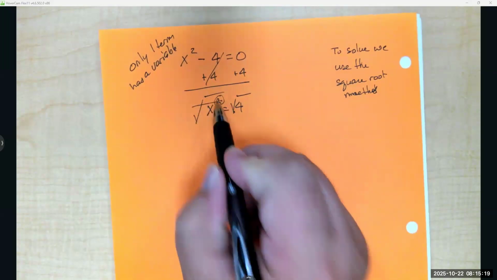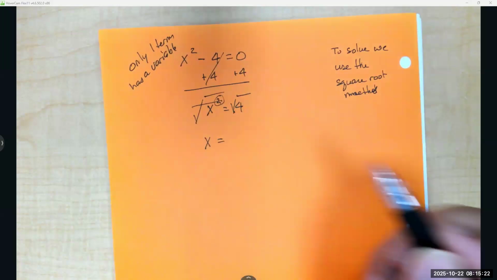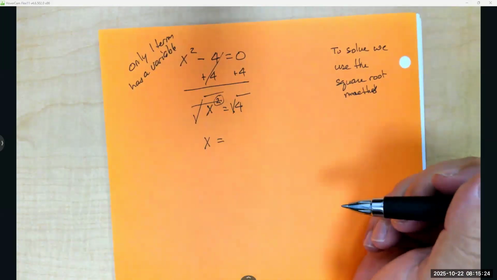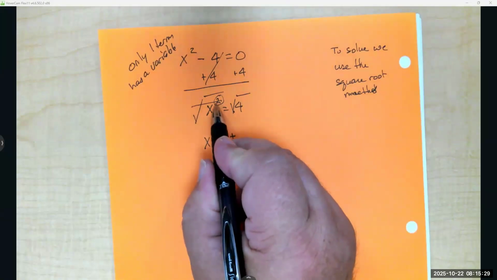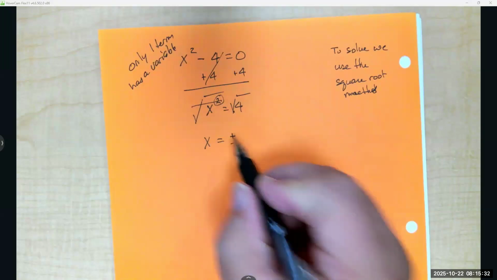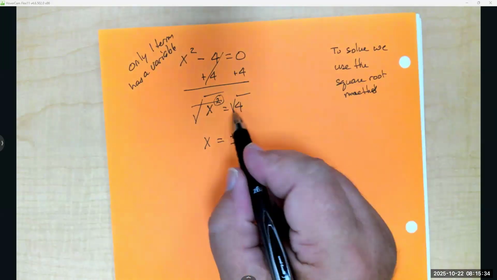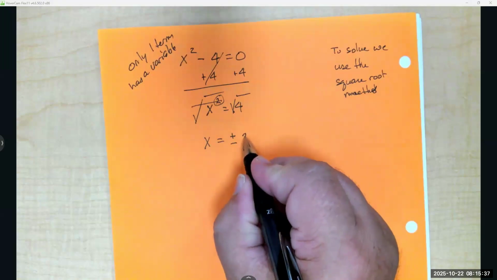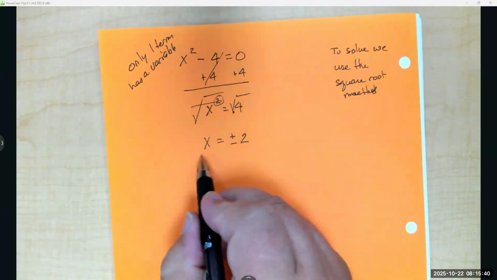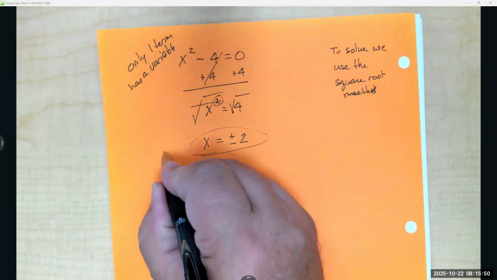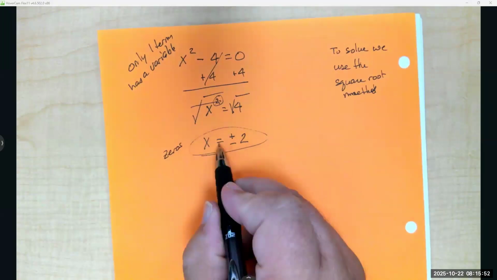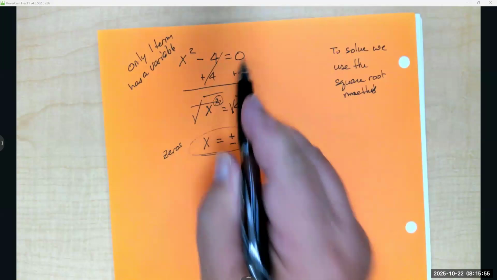The square root and the square cancel, so we have x. And what do we put on the other side? Whenever you have an even exponent, you have to put a plus or minus in front of the answer. Then what's the square root of 4? 2. So that's your answer. Those are my zeros, because if I plugged in 2 and -2 inside here, it would equal 0.